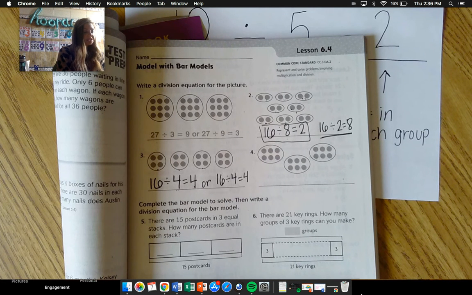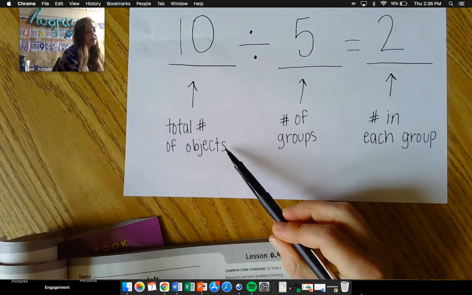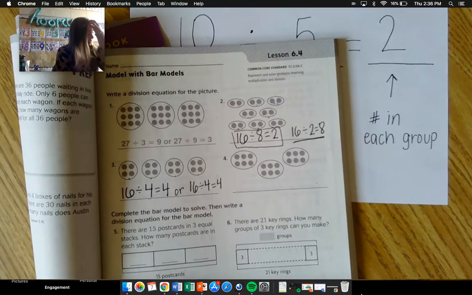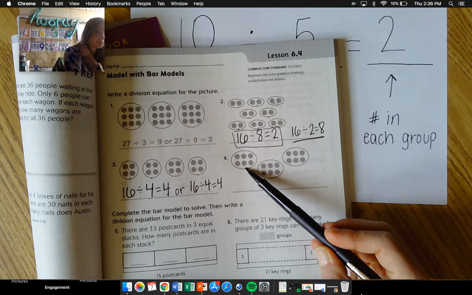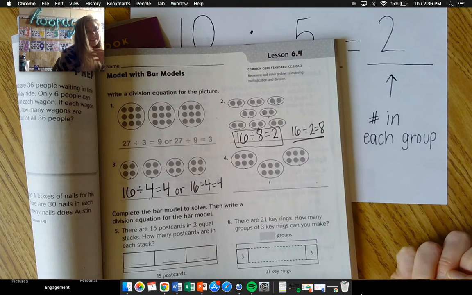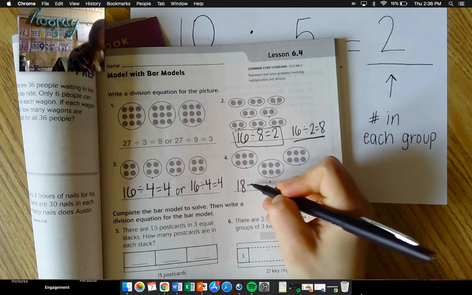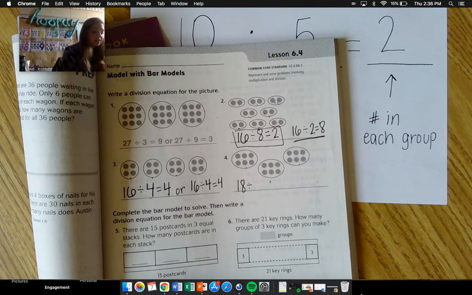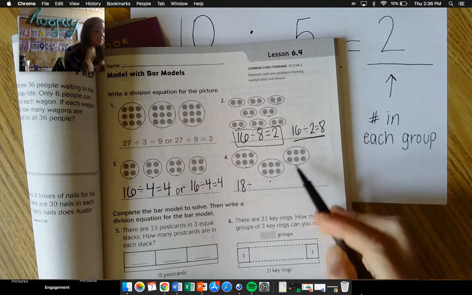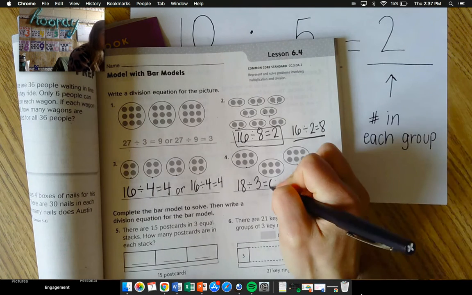All right, the next one that we're going to do is number 4. How many total objects do we have? Remember, the first number is the total number of objects. So it looks like they have 6, 12, 18. 18 total objects. So we have 18 total objects divided by the number of groups that we have. We have 3 groups. So 18 divided by 3 equals the number in each group. And there are 6 in each group.